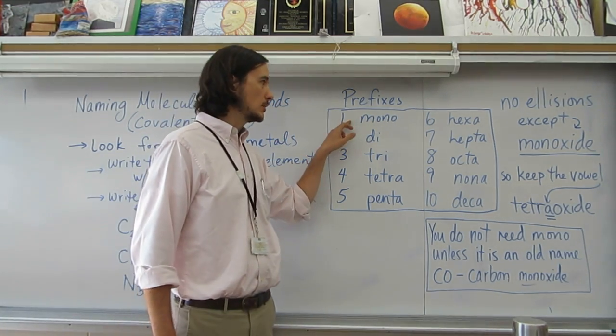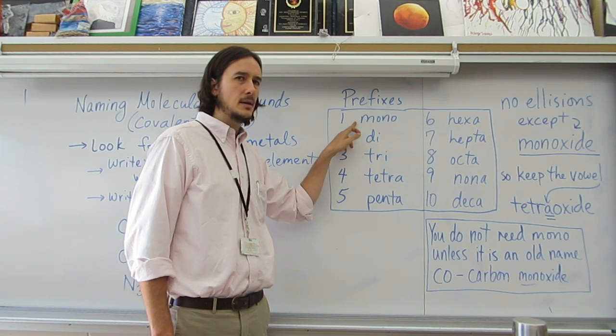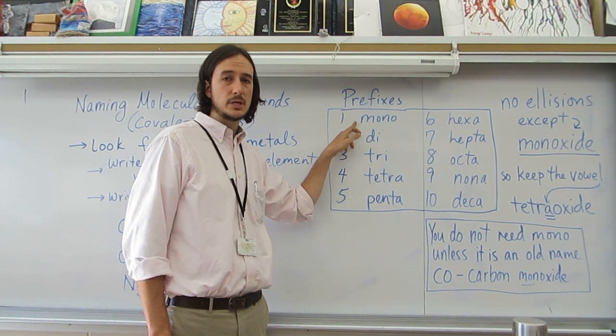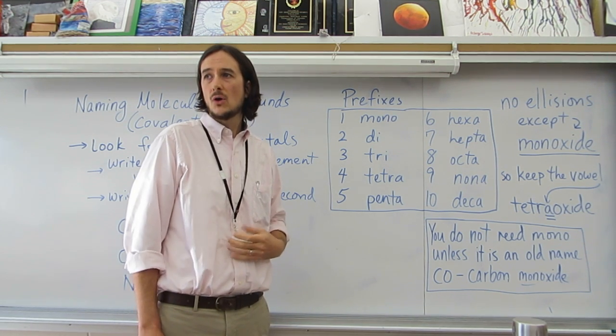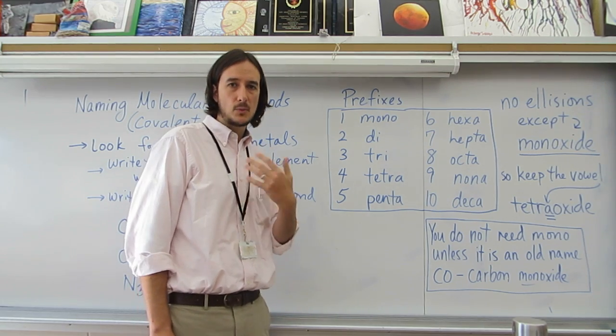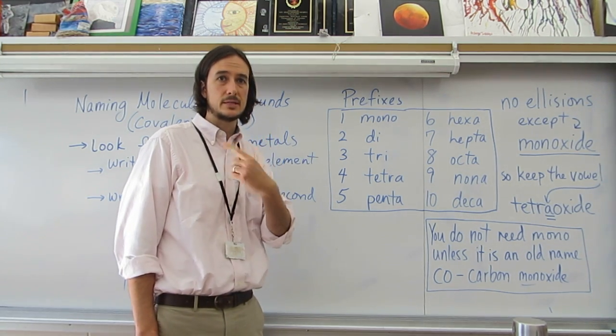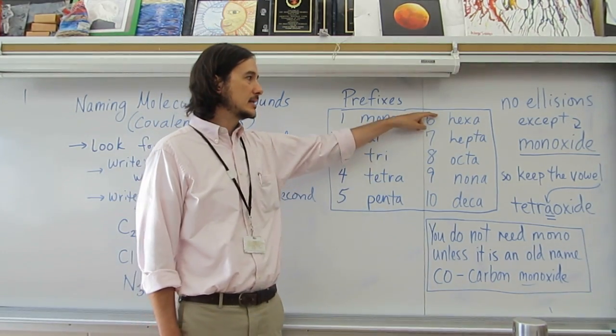We've got mono, although mono I think we hardly need at all. I don't even think we should be using it, other than carbon monoxide. Carbon monoxide is what we call carbon monoxide, but I see no reason why we need to say there's one. It's assumed. So mono, di, tri, tetra, penta, hexa, hepta.